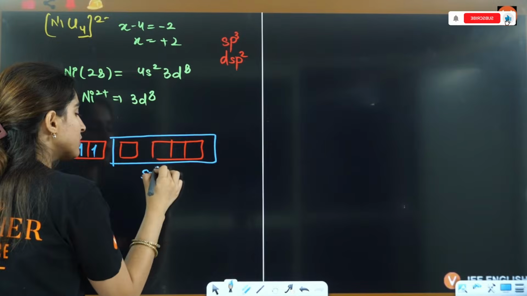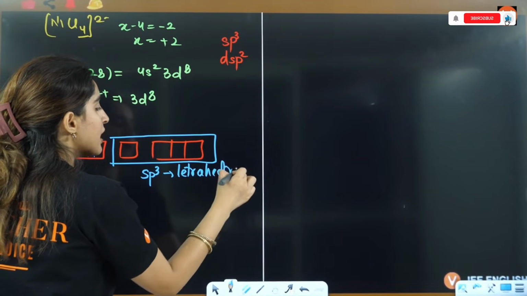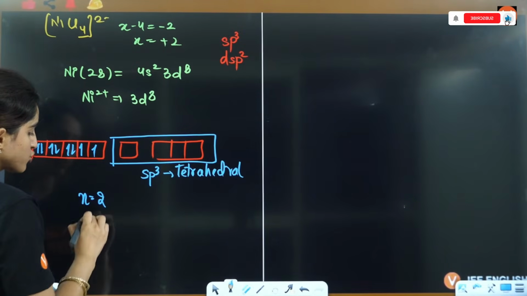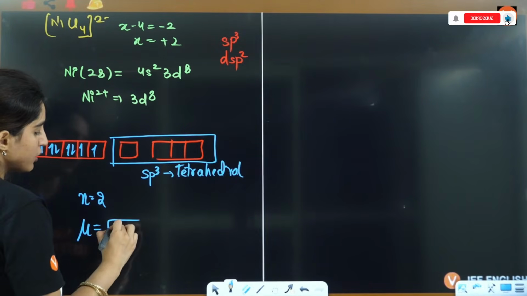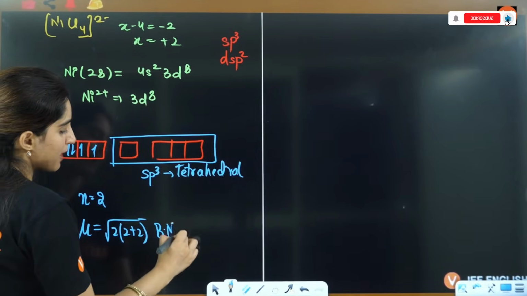This is sp3, so this is going to be tetrahedral in nature. And if you see, the number of unpaired electrons is 2, so mu is going to be root of 2 into 2 plus 2, that is going to be in Bohr magneton.